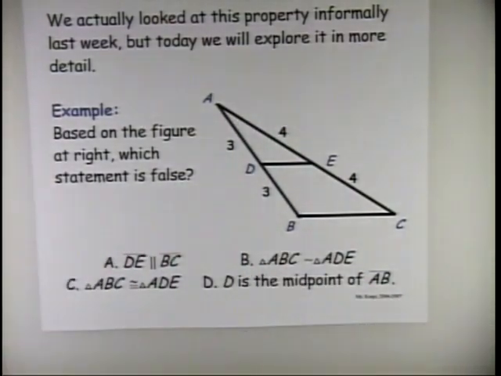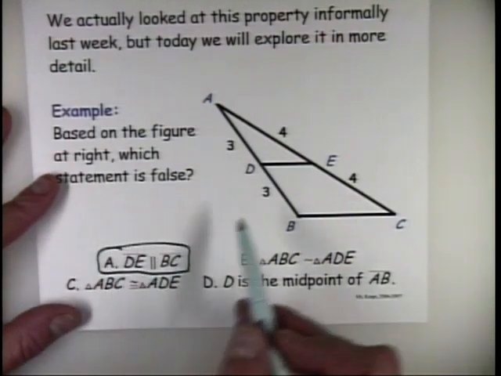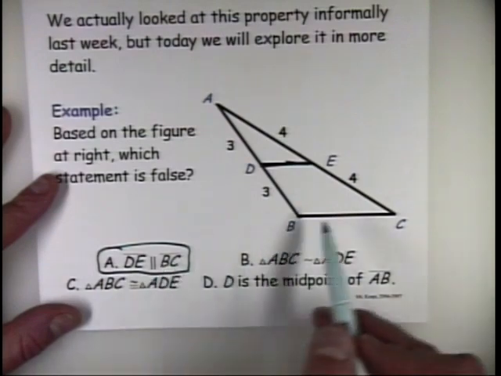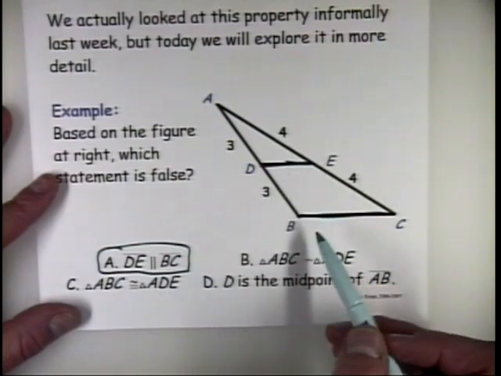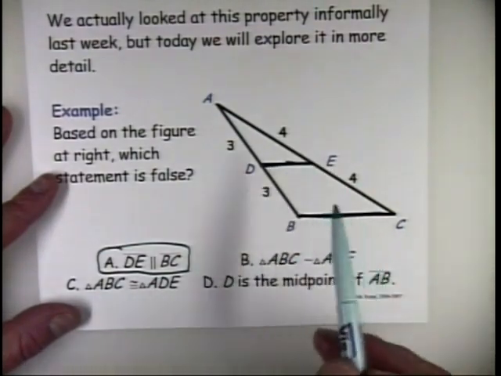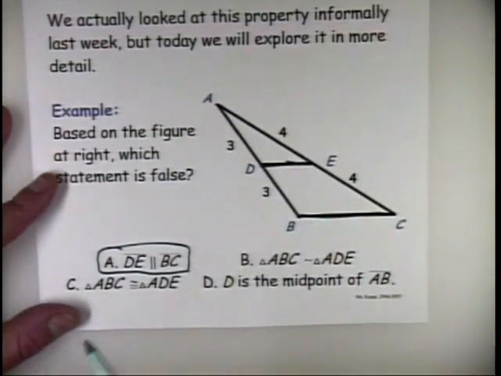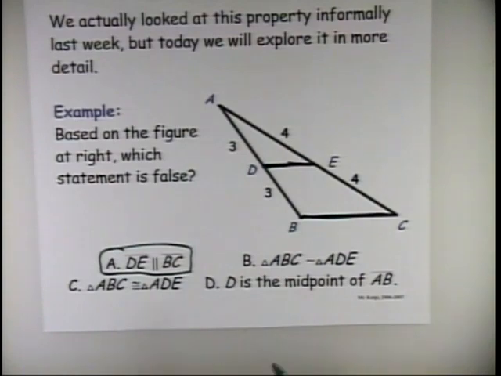So we're looking for the one that is not true. Well, let's go ahead and analyze each one and decide if it's true or false. The first one says segment DE, which is this one, is it parallel to segment BC? Well, from the diagram, they sure appear to be parallel, right? But there are no marks indicating that they are. If they had arrows on it, it would be a foregone conclusion.